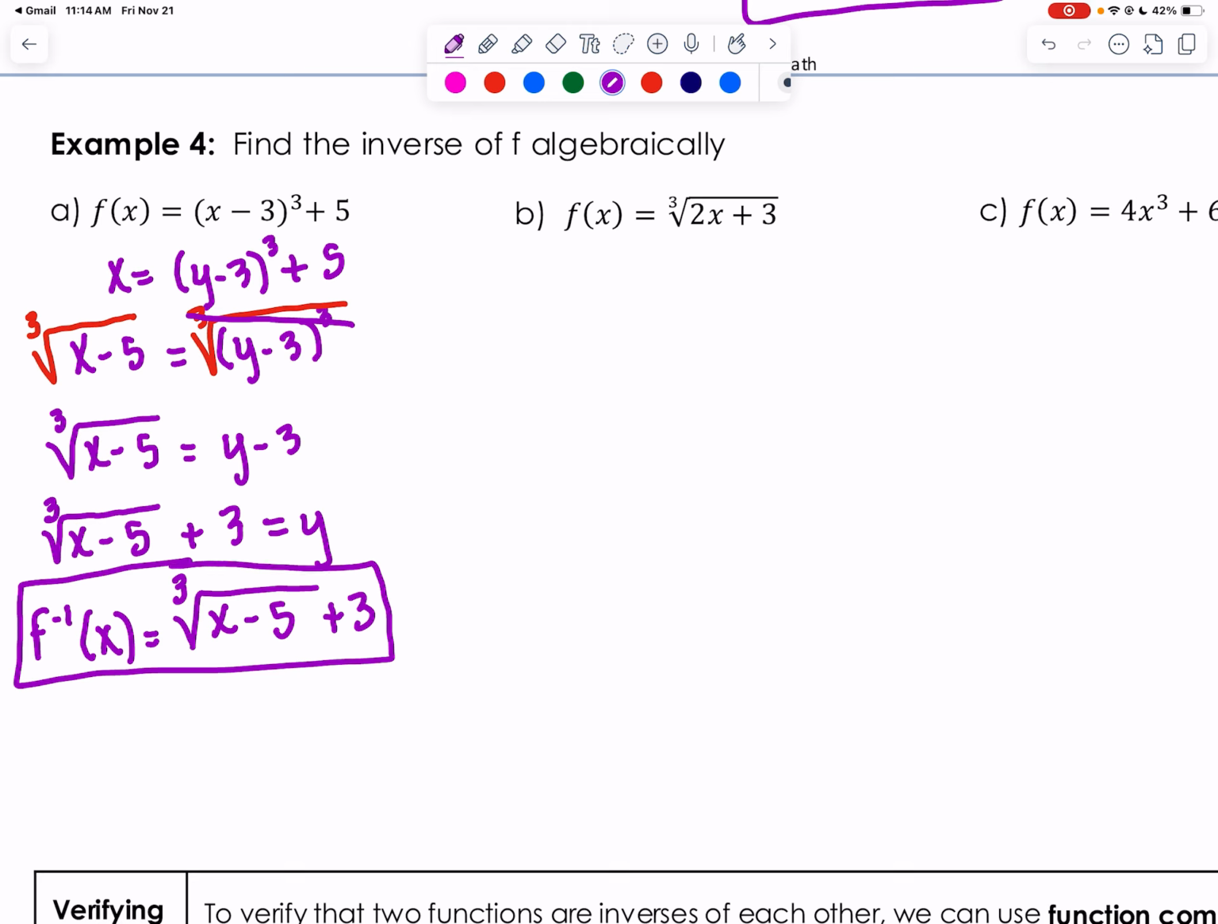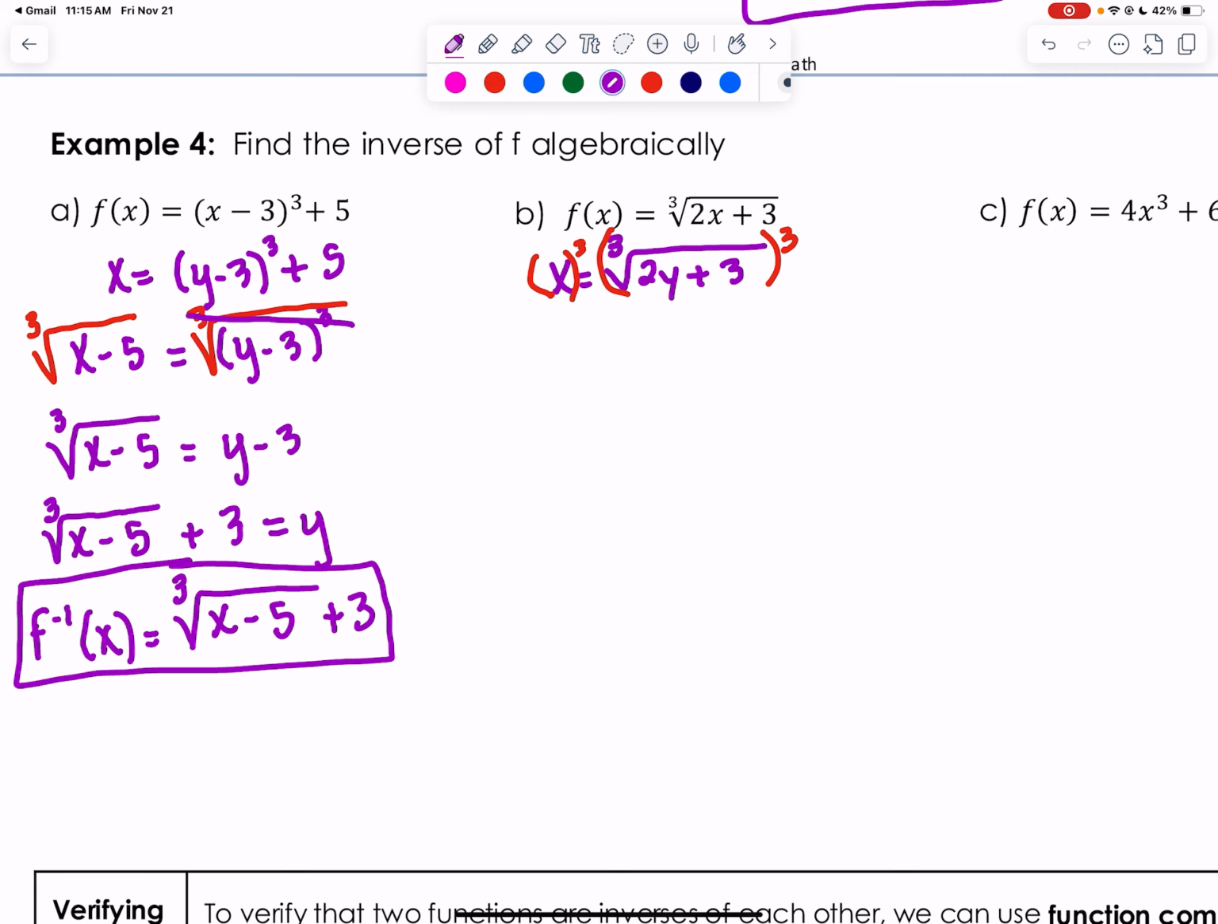All right, problem B. F of x is equal to the cube root of 2x plus 3. So I'm going to start with the step where I switch the x and the y. So x equals cube root of 2y plus 3. All right, I want to get the y by itself, so I'm going to have to do the opposite of cube root, which is raising to the 3 power. So I'm going to raise this side to the 3 power and this side to the 3 power.